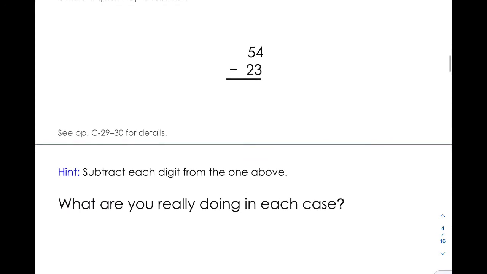Now let's take a look at what traditional subtraction looks like. If we have the numbers, for example, 54 minus 23, we always start with the ones on the far right side, and then we work toward the bigger place values. So we work left. First, 4 minus 3 is equal to 1, so I put the answer at the bottom, and then 5 minus 2 is equal to 3. 54 minus 23 is equal to 31.